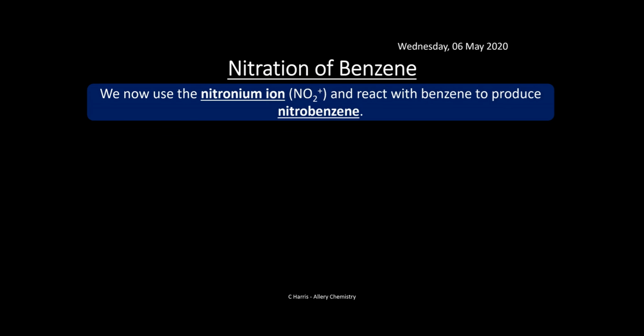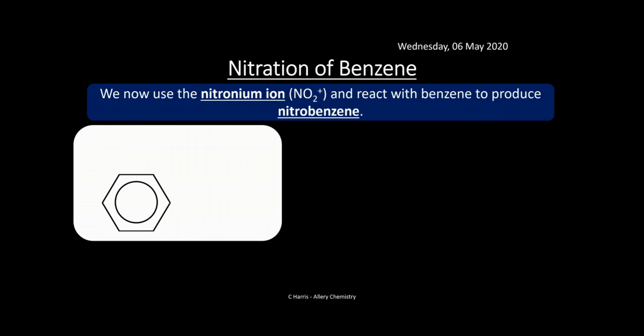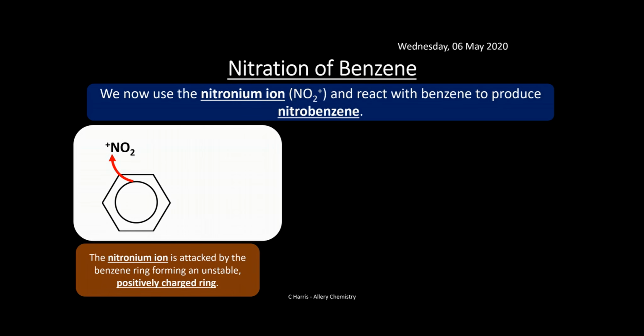Okay, so let's look at the mechanism for this. We're going to use that nitronium ion that we've formed there, which is the NO2+, and we're going to react that with benzene to produce nitrobenzene. The mechanism is the same, and you'll see here, apart from the halogen carrier, the mechanism is the same. So let's have a look at the first bit. The nitronium ion is attacked by the benzene ring, and that forms this positively charged ring, which is this bit here. And you can see we've added our NO2, and there's our positive ring structure.